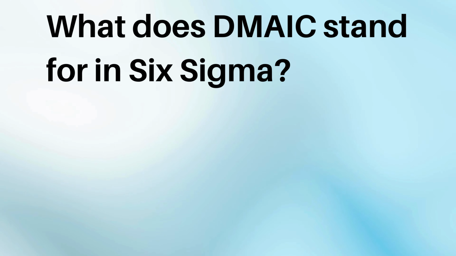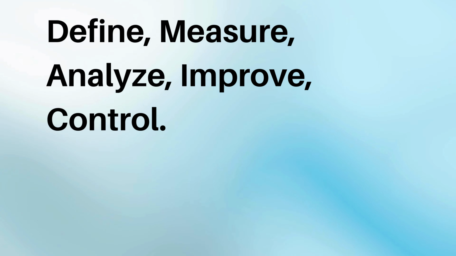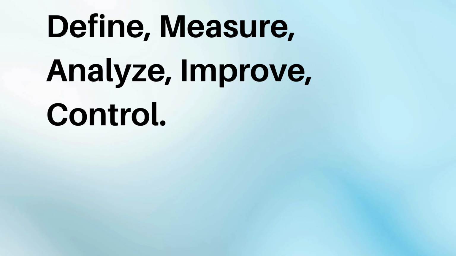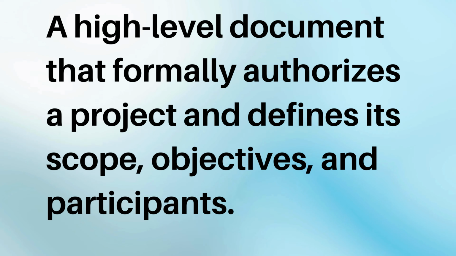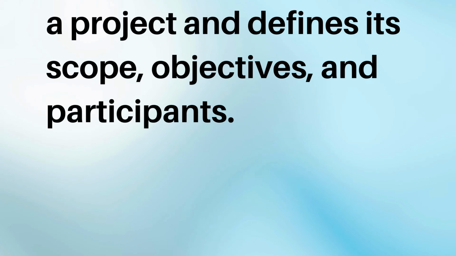What does DMAIC stand for in Six Sigma? Define, measure, analyze, improve, control. What is a project charter? A high-level document that formally authorizes a project and defines its scope, objectives, and participants.